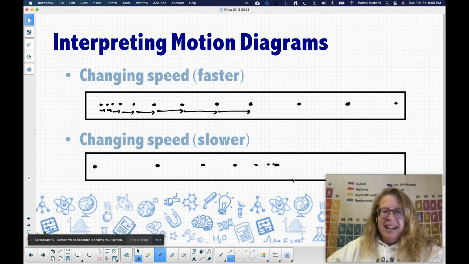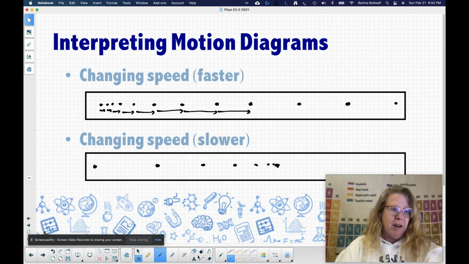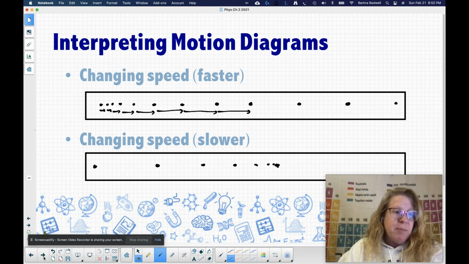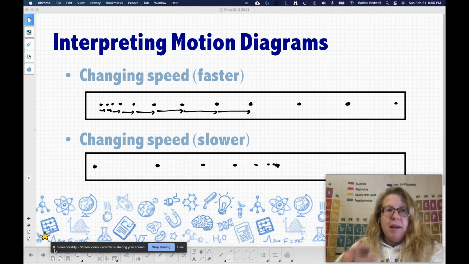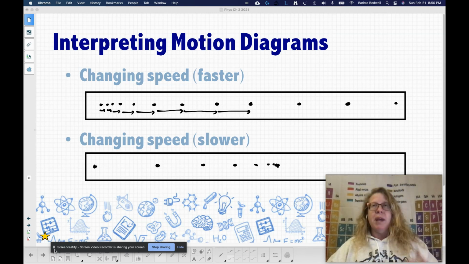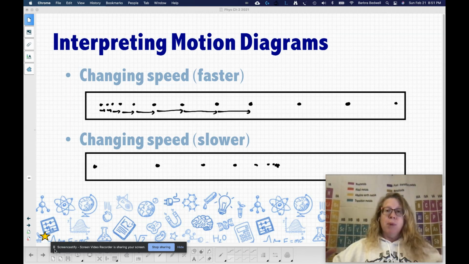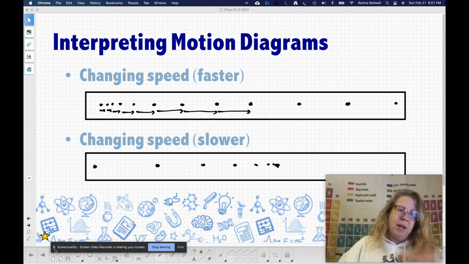It is done. And this would be holding still, right? Just dots in the same spot. It's not even moving at all. So you can see a lot from these motion diagrams just in terms of things' behavior. So again, a motion diagram is simply a way for us to represent something's motion in a linear sense. Again, we're not trying to do anything fancy, two-dimensional or anything like that.